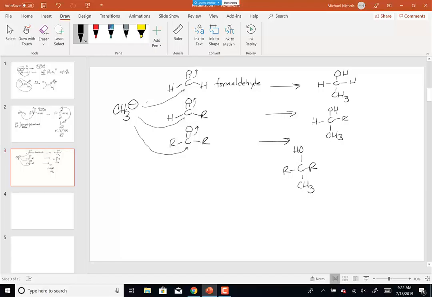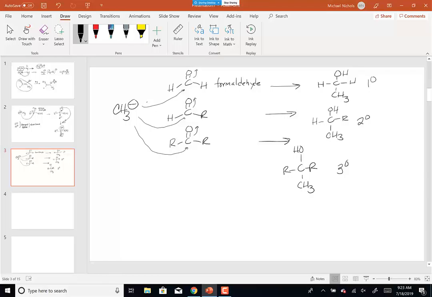And so what kind of alcohol did I make from formaldehyde? Primary, secondary, or tertiary? I made a primary alcohol using formaldehyde. Using an aldehyde then, I made what kind of alcohol in the second reaction? Secondary. And then I made what kind of alcohol in the last reaction? Tertiary.